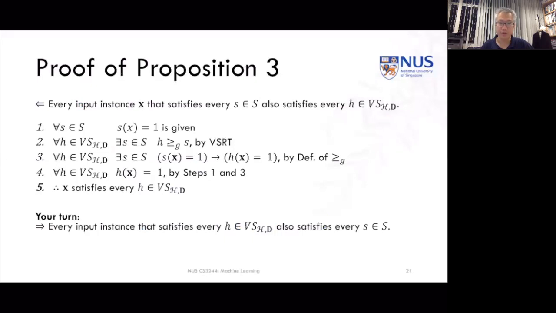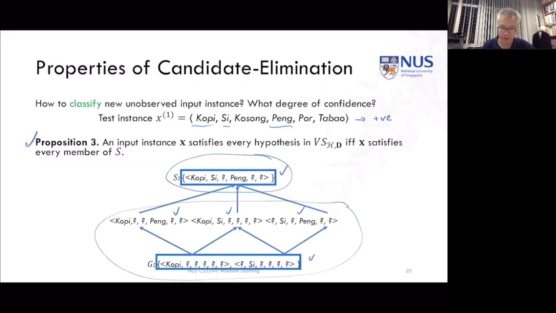Let's take a look at this proof. First, we're going to take the givens here. We're going to say that everything that satisfies all of the members of the set S, here we only have 1, will also, and this is what we want to prove, satisfy every H in our version space. So it will satisfy all of the remaining ones down here. That's what we're trying to say. So by implication, when we satisfy here, everything below it will also be a check mark.